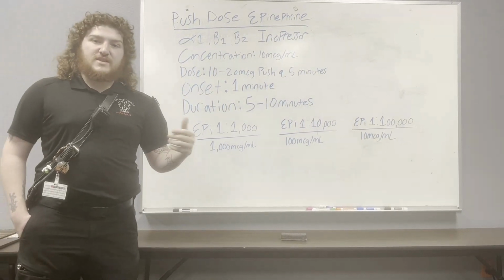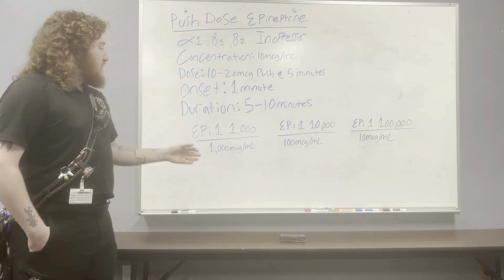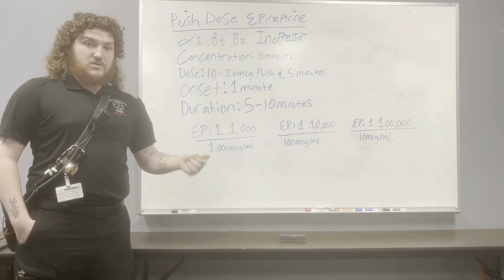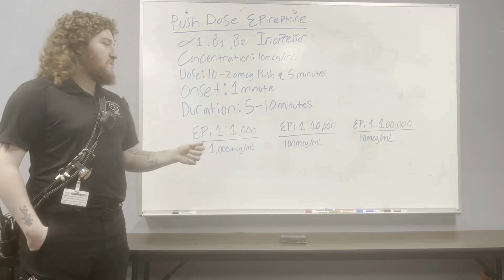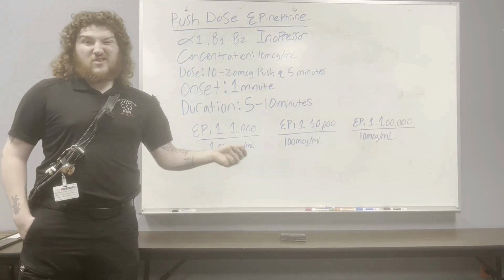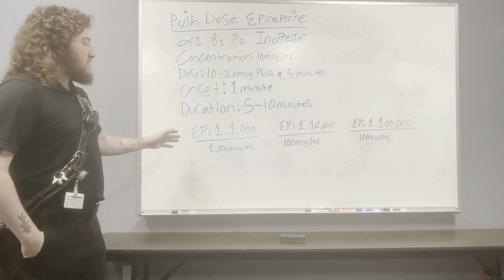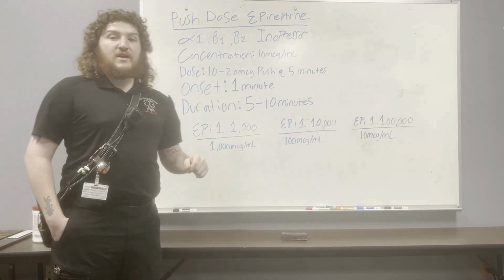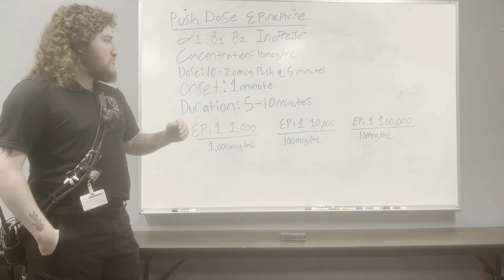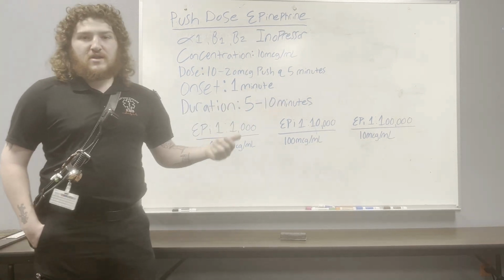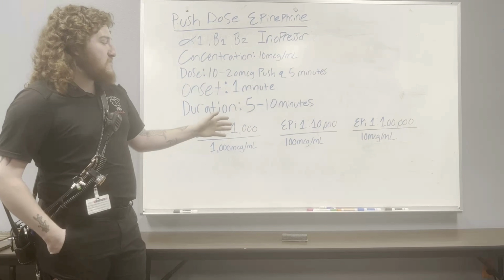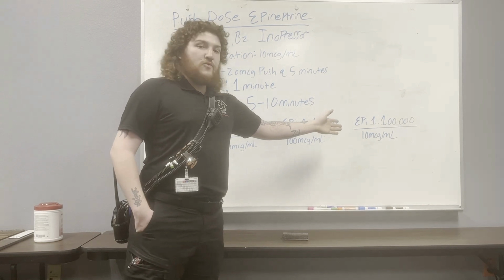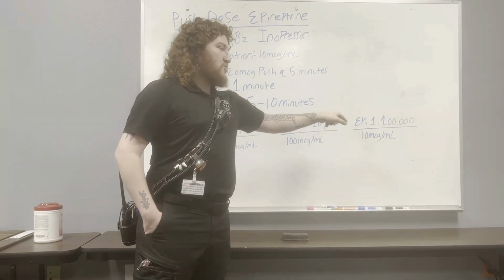So we're talking about the different concentrations of the epinephrine that we carry. Epinephrine 1 to 1,000 is 1,000 micrograms per ml. If we wanted to dilute that into a push-dose epinephrine, we would have to dilute it in 99 cc's of saline, or 100 cc's of saline, to make it 10 micrograms per ml. Epinephrine 1 to 10,000 is 100 micrograms per ml. If we wanted to dilute that down to epinephrine 1 to 100,000, which is 10 micrograms per ml, you would have to dilute it in 10 cc's of saline. And what we're trying to make is epinephrine 1 to 100,000, which is 10 micrograms per ml.